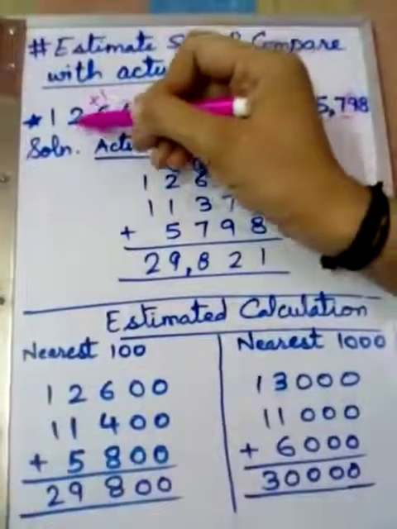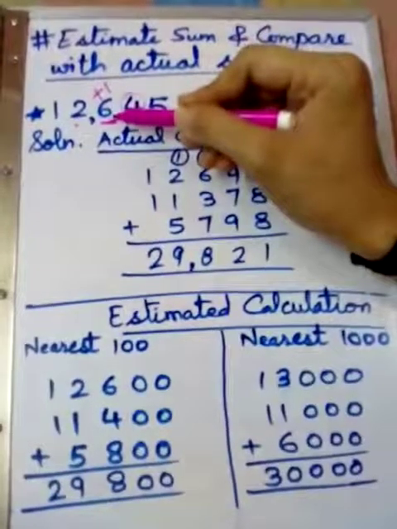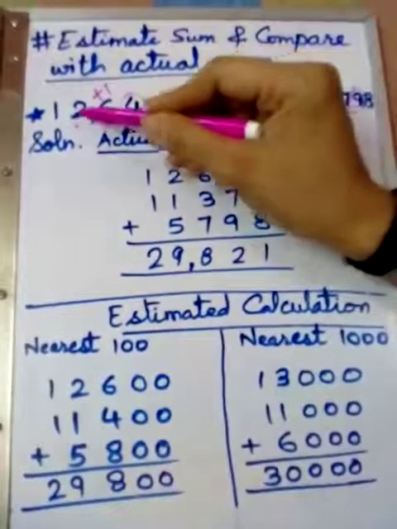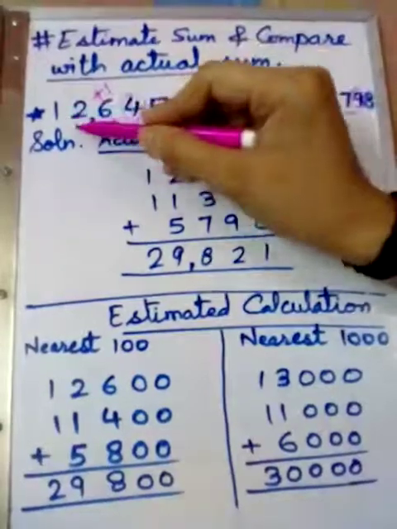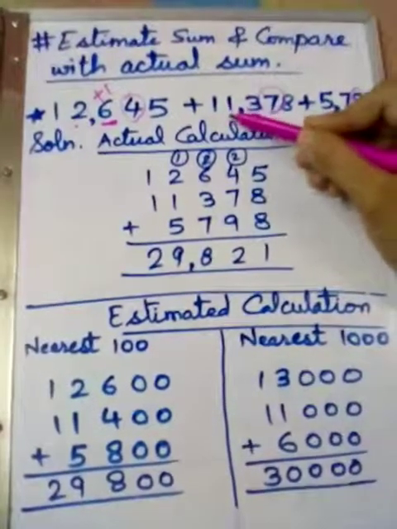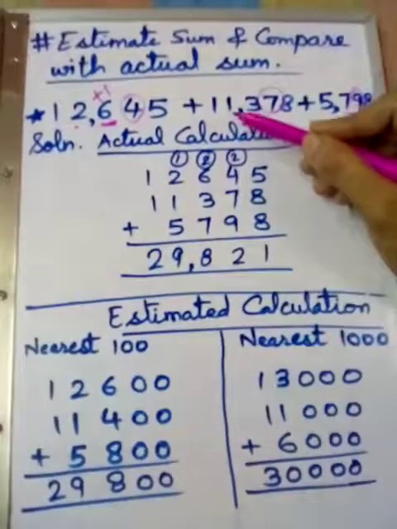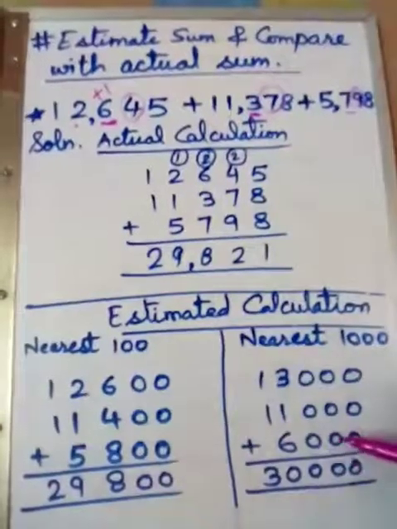We will look at the 1000 place. Look at the 1000 place. So check out the previous digit, that is 6, more than 5. So it will be 3. It will turn as 13,000. See. Now look at the 1000 place. Check the previous digit. This is 3. So it will be 11,000 only, not 12,000. Okay. So I have written 11,000.